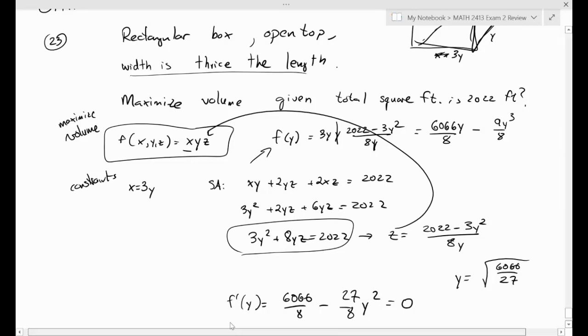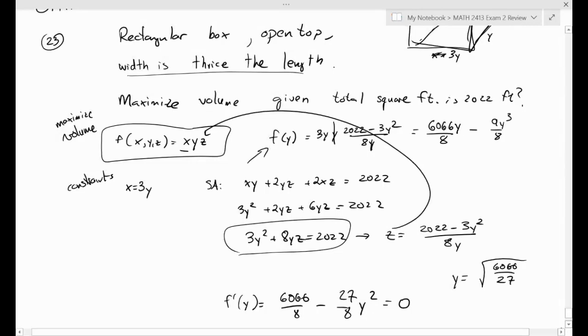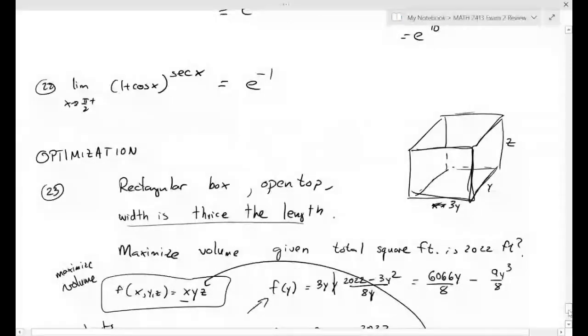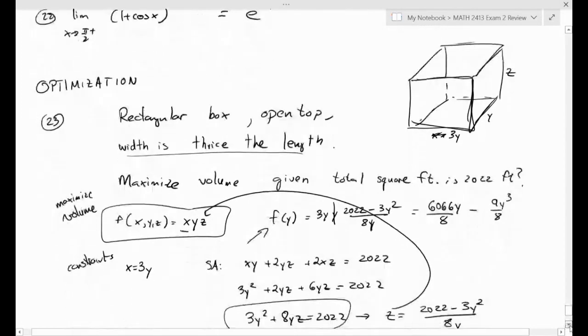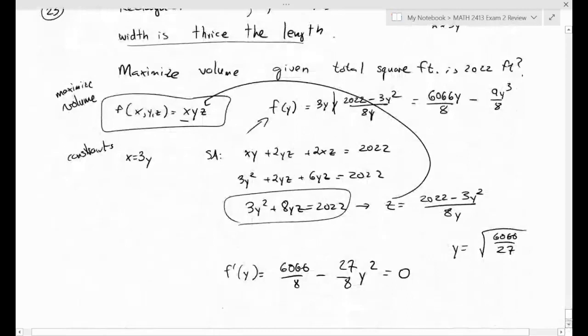Maybe you want to also use the second derivative test to confirm that this is indeed a maximum, not a minimum. But it's obvious from the picture that this cannot be a minimum, right? Because you can easily see what the minimum volume would be if you just let y go to 0 and z get large, so that volume would go to 0. So this must be a maximum. But you probably want to use a second derivative test for your grader.